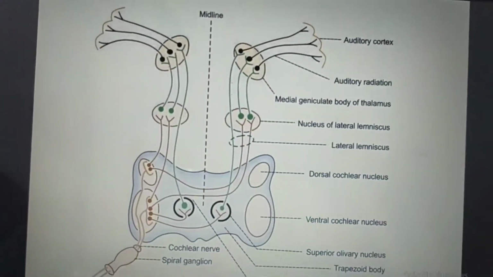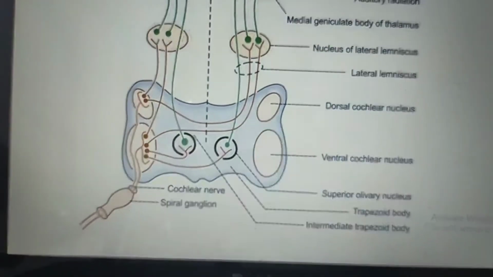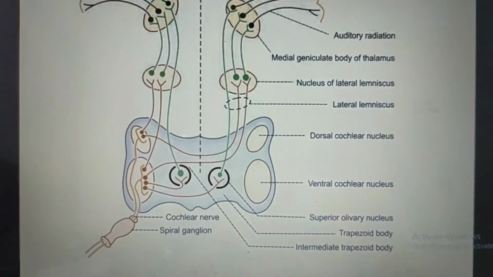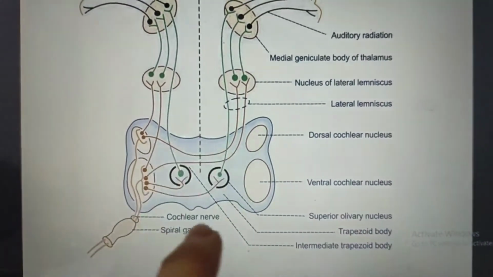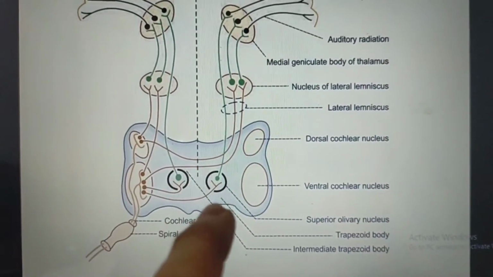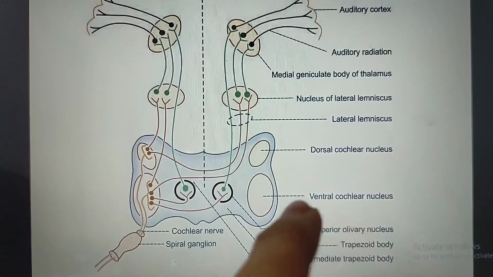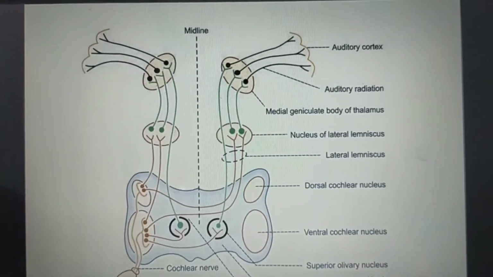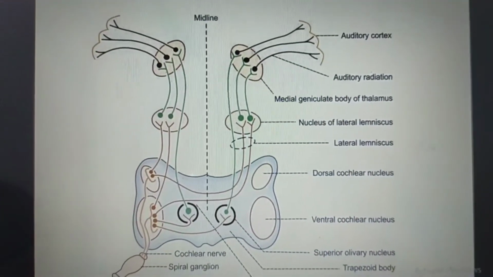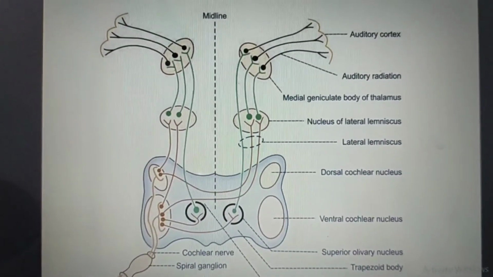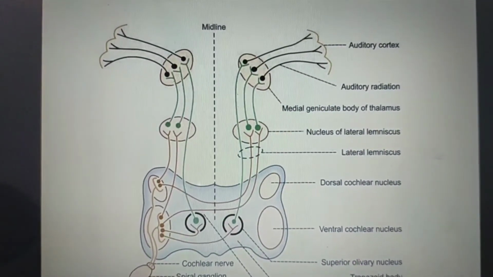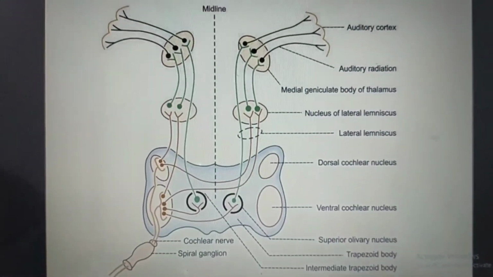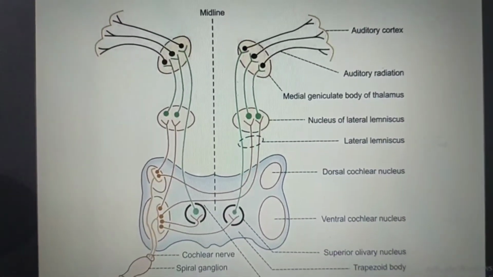So in this figure we can see the intermediate trapezoid body, superior olivary nucleus, ventral cochlear nucleus, dorsal cochlear nucleus, lateral lemniscus, nucleus of lateral lemniscus, medial geniculate body of thalamus, auditory radiation, and auditory cortex. So this is the way the impulse travels.